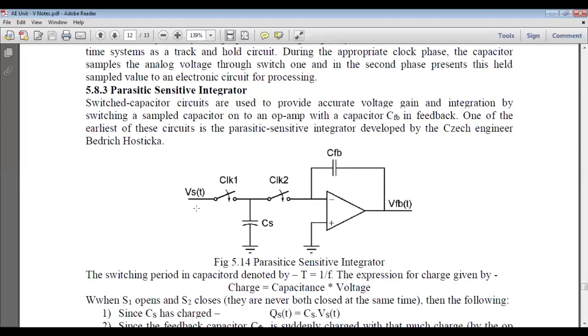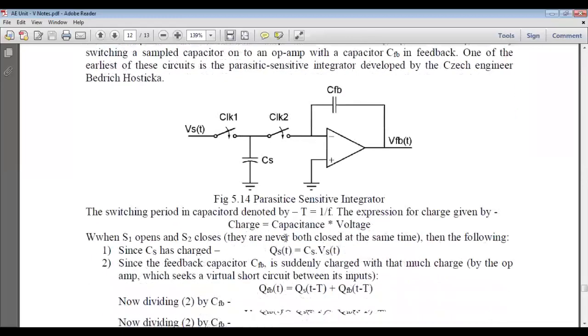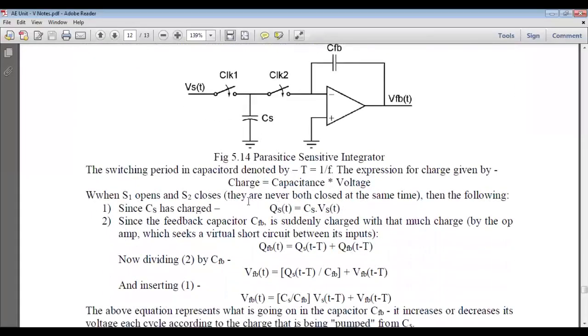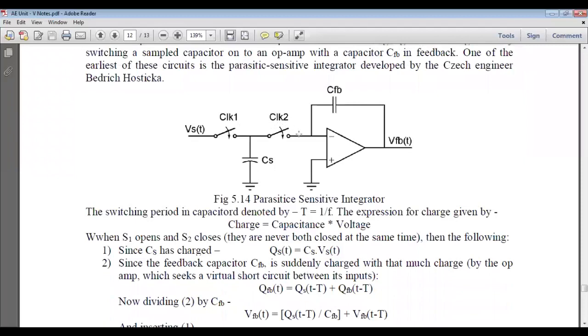Input voltage is Vs of t, output voltage is Vfb of t. CFB is the feedback capacitor. So the input resistor is replaced by a switch capacitor arrangement, clock 1, clock 2 and capacitor Cs. We know the general expression: charge equals capacitance into voltage. Now switch S1 is open, switch S2 is closed, then only a part of the input voltage available across Cs will be applied to the inverting terminal, and this capacitor also will be charged.